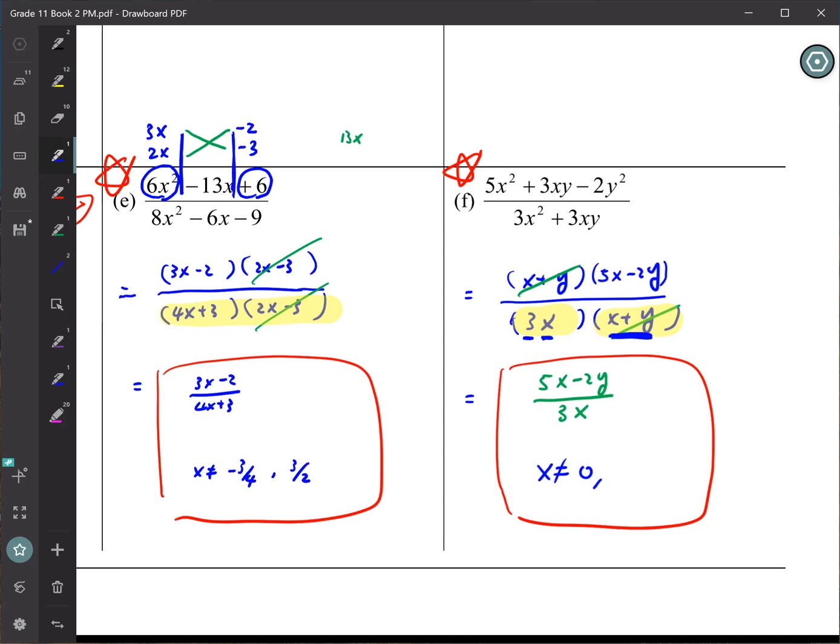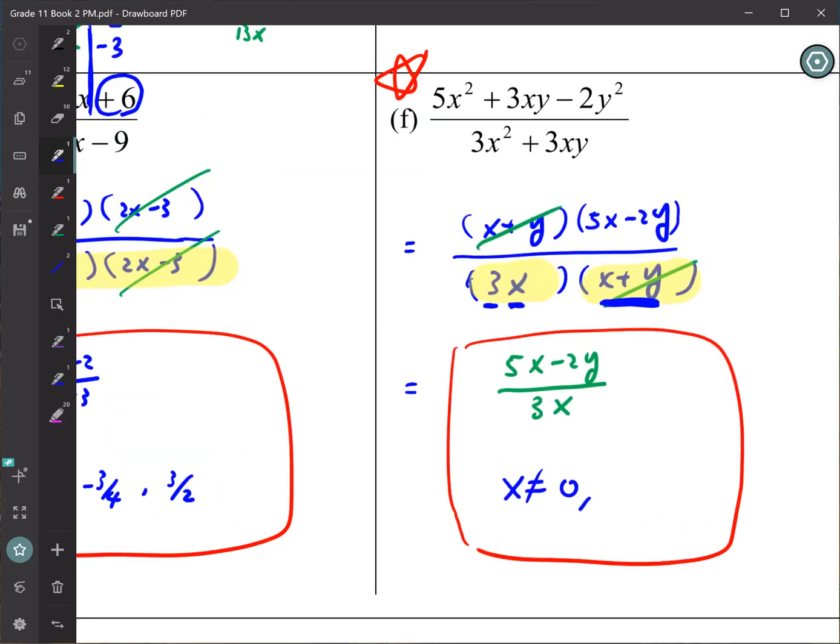Oh, I'm not sure. Okay, do you see the underline? Yeah. What did I underline? x plus y, right? So you have to get the restriction from there. Because you already got x cannot be 0 from the first part of x, you need another one from x plus y.